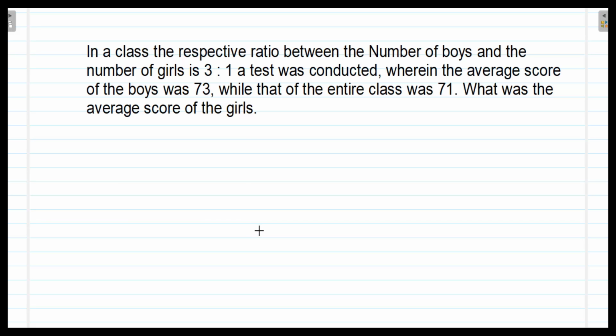Friends, the question is on the screen. In a class, the ratio between the number of boys and the number of girls is 3:1. A test was conducted wherein the average score of the boys was 73, while that of the entire class was 71. What was the average score of girls? Now here, in a class, the ratio of the number of boys to the number of girls is 3:1. So we will assume that the number of boys is 3 and the number of girls is 1.